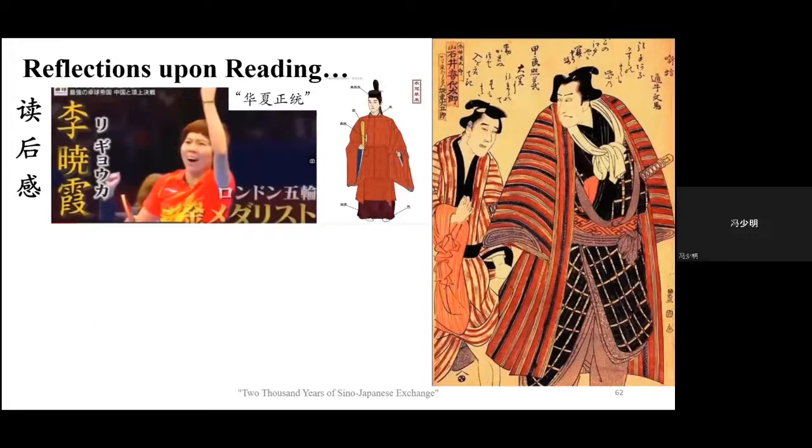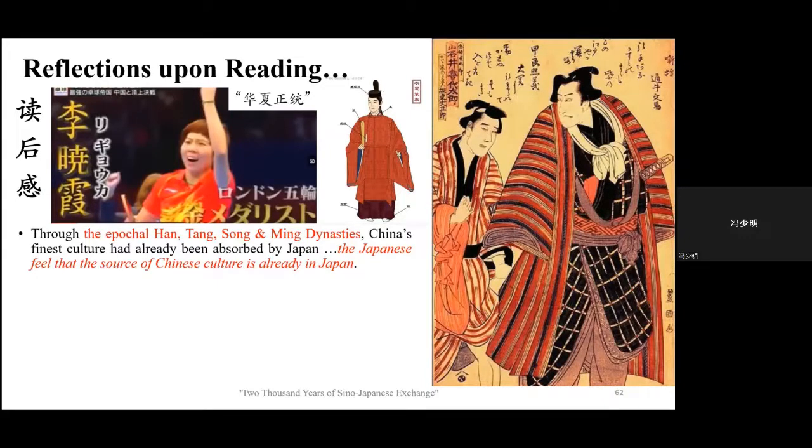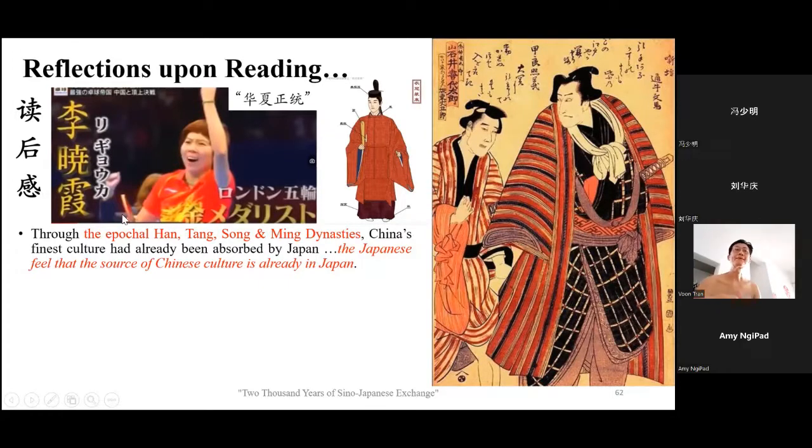So as I conclude this reading, I had several reflections, and I would like to share them with the audience here today. Through the Han, Tang, Song, and Ming dynasties, China's finest culture, Japan has already absorbed it. The Japanese think that actually the source of China's culture is now already in Japan. So when they depict Chinese people with Chinese characters, they now write the names using the foreign characters. So they themselves are actually the Chinese now, not the Chinese themselves.